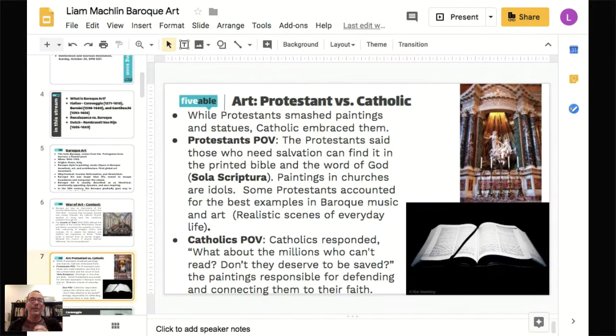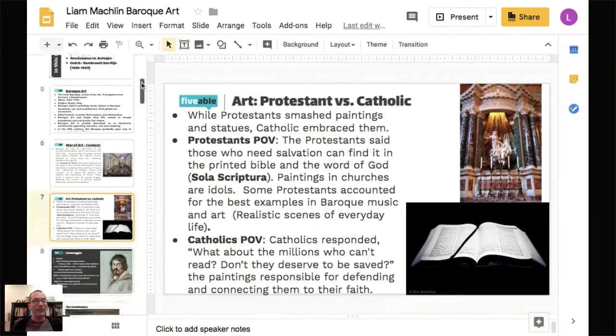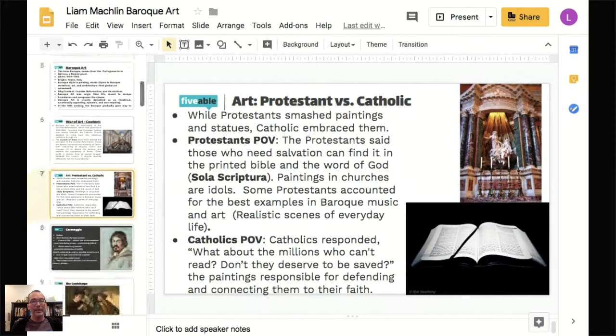So that's an interesting contrast: for Protestants, it's all in the book. Catholics have to feel the connection emotionally, and it comes across with the statues and the paintings. That's how people feel Christ. They don't just see it in an image. So that's a great compare and contrast of POVs from both sides.